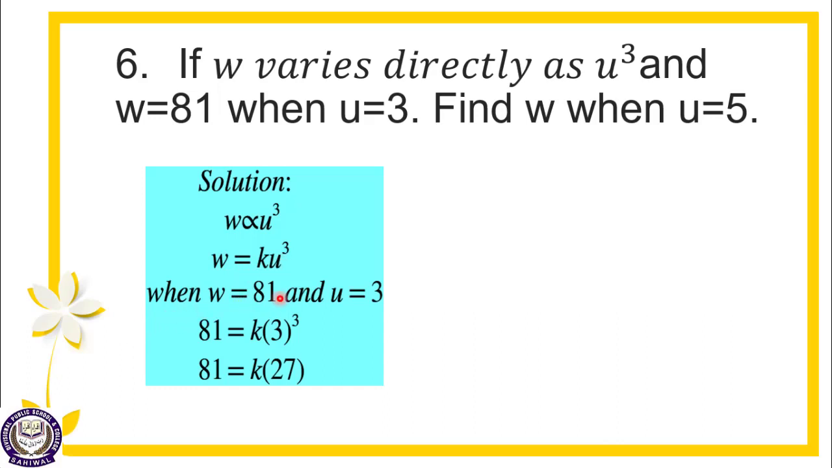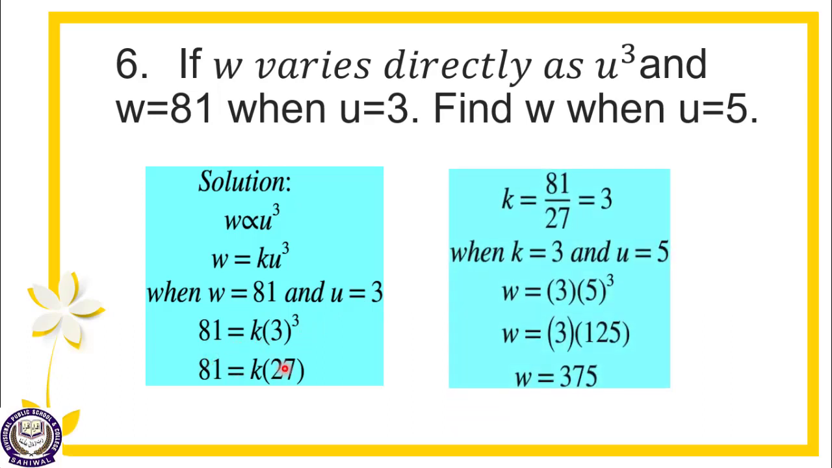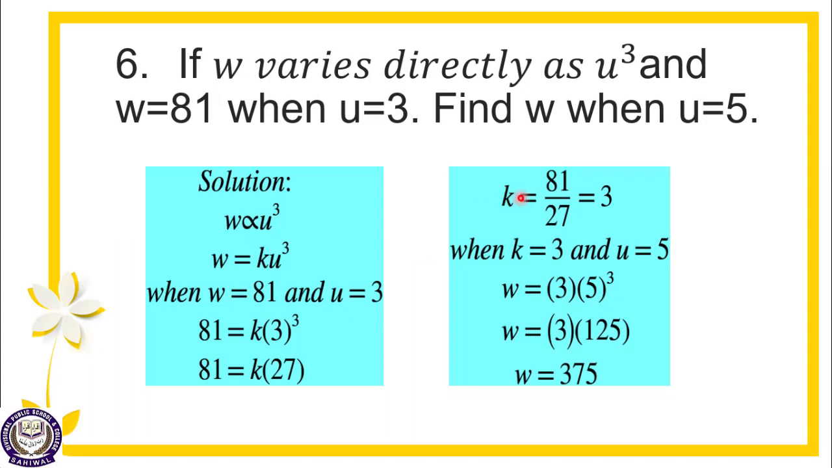When w is equal to 81 and u is equal to 3, we get 81 is equal to k times 3 cube, or we can write it as 81 is equal to k times 27. Now for the value of k, dividing 81 by 27, this equals 3. So we put the value of k equal to 3 and u equal to 5 in this equation, w is equal to k u cube. We get w is equal to 3 times 5 cube. 5 cube is equal to 125. So we get 3 times 125, that is w is equal to 375.